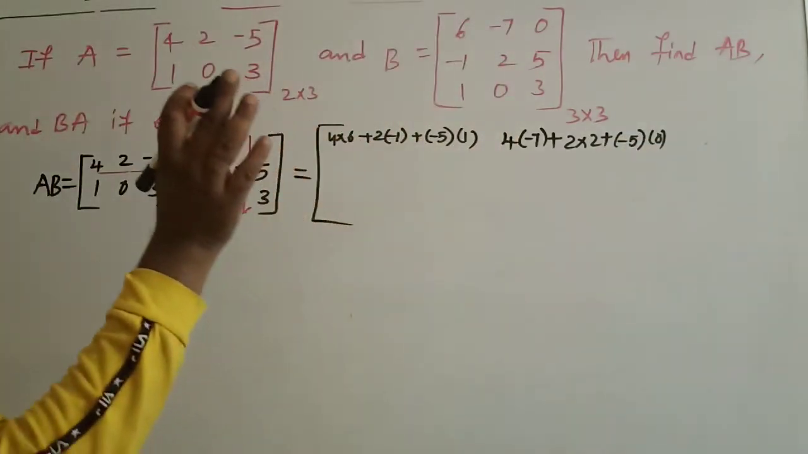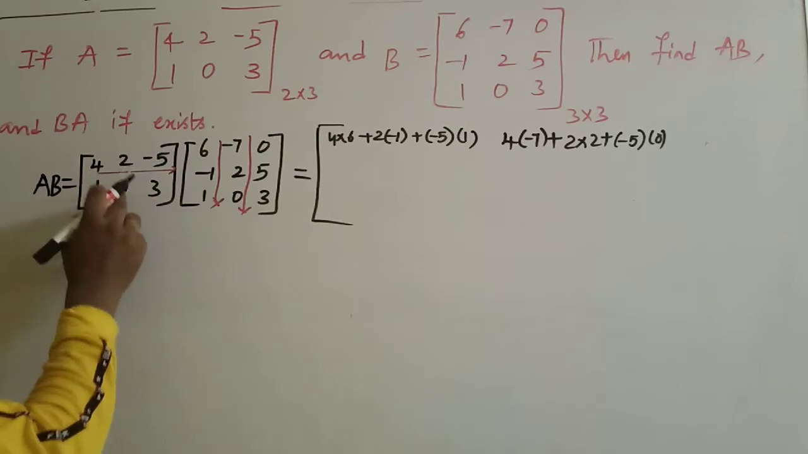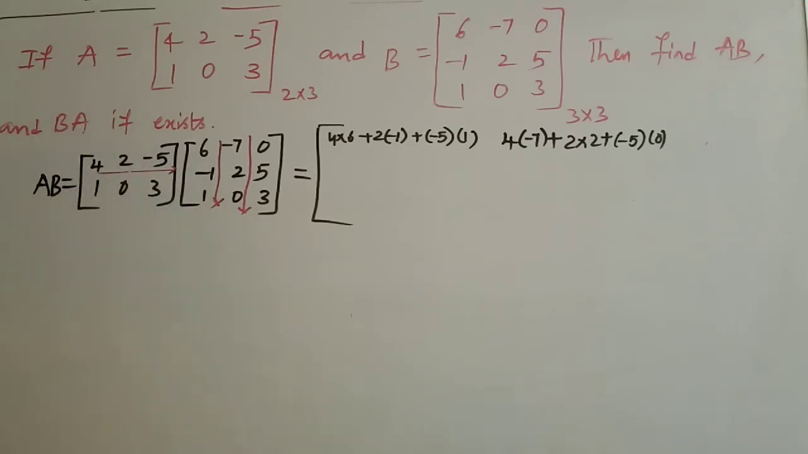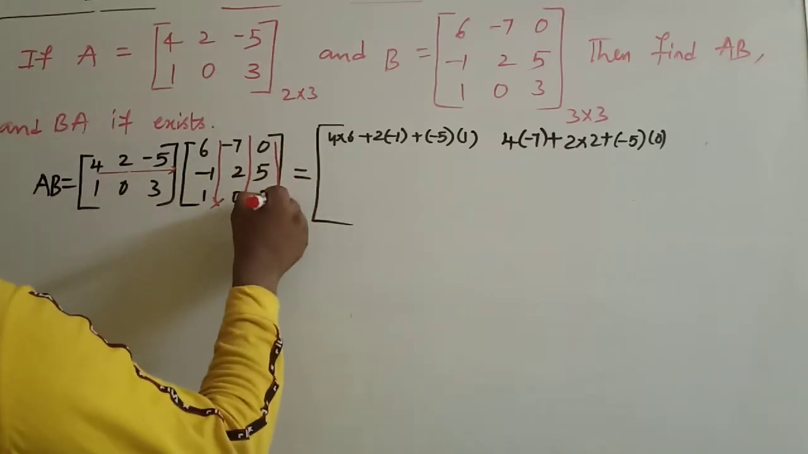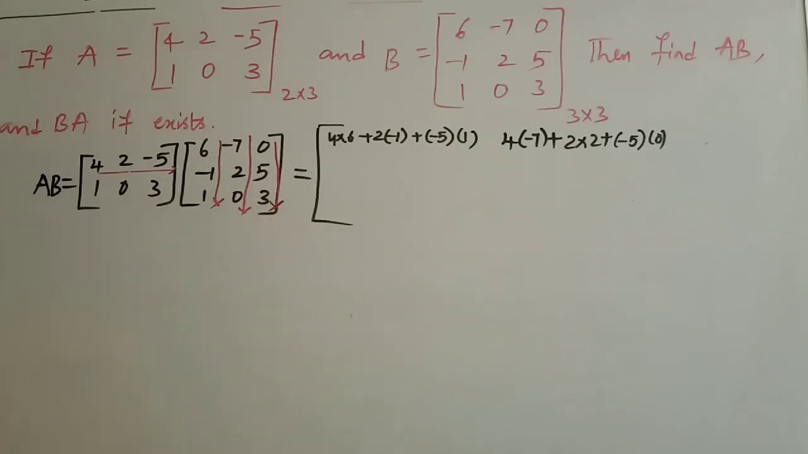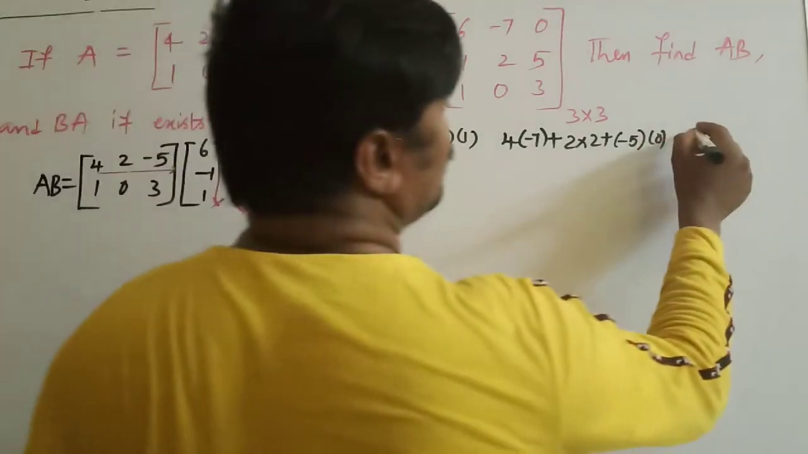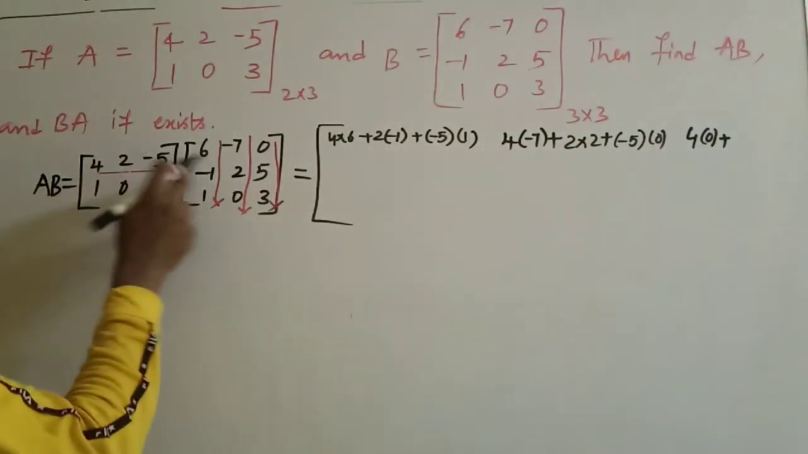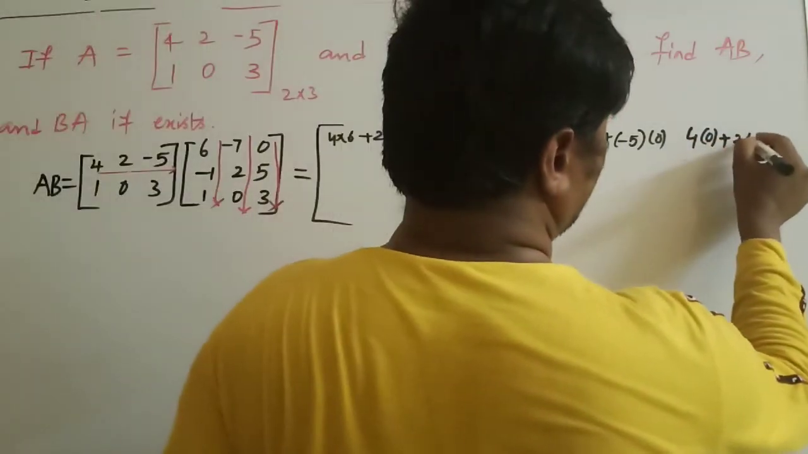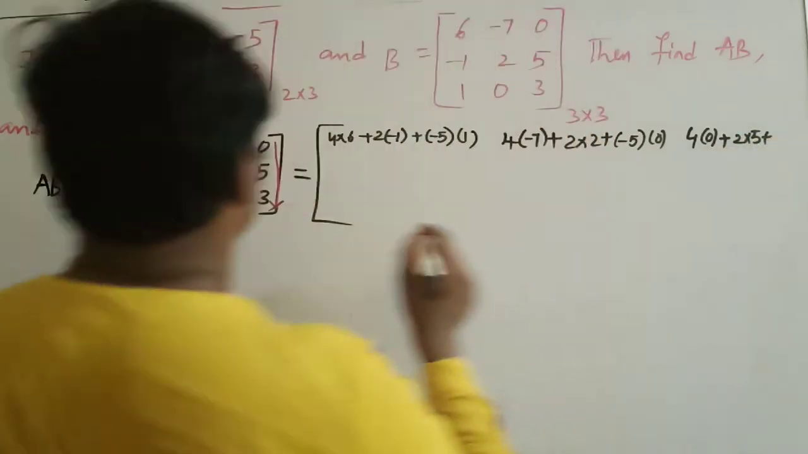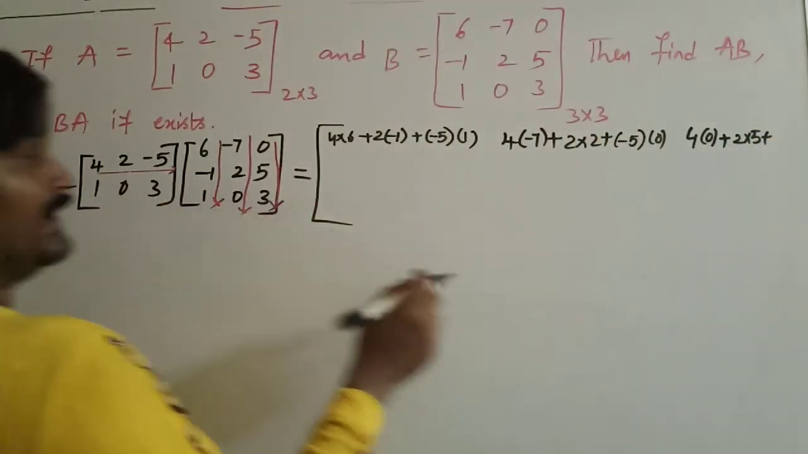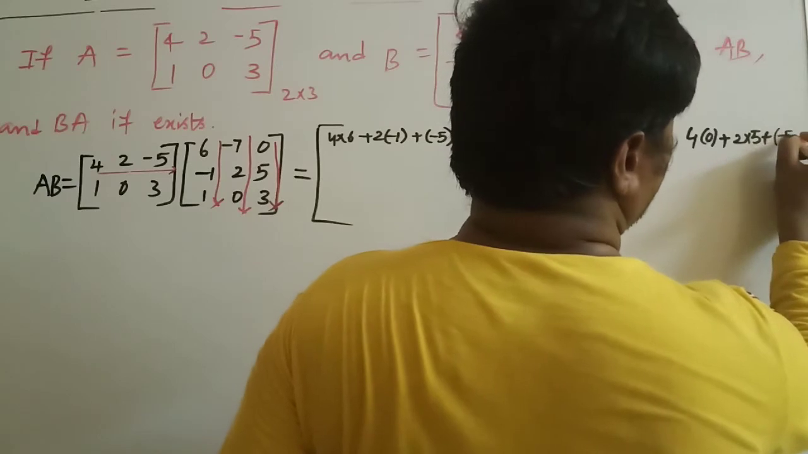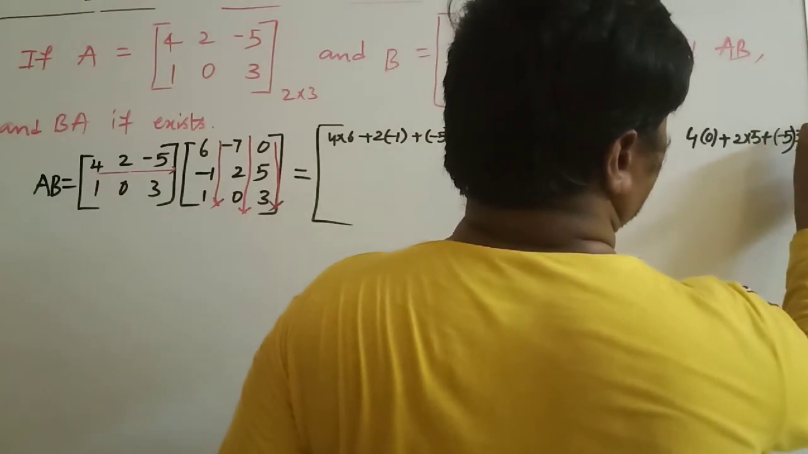So two completed, last and final one. Again now first row and then third column. So this we need to do 4 into 0. First one is 4 into 0 plus 2 into 5 plus minus 5 into 3. So write minus 5 into 3.